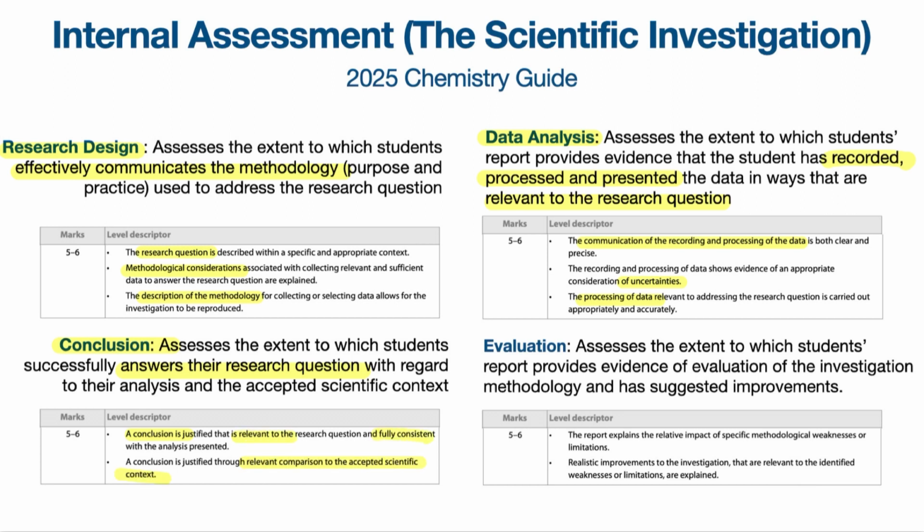The last criterion is evaluation. This criterion assesses the extent to which the student's report provides evidence of evaluation of the investigation methodology and has suggested improvements. To get a high mark, students need to include what kinds of weaknesses or limitations their research holds. Also, students should include realistic improvements of these weaknesses and limitations.